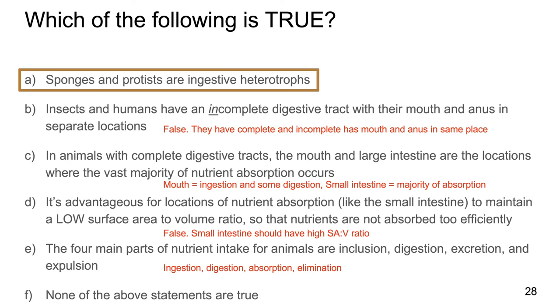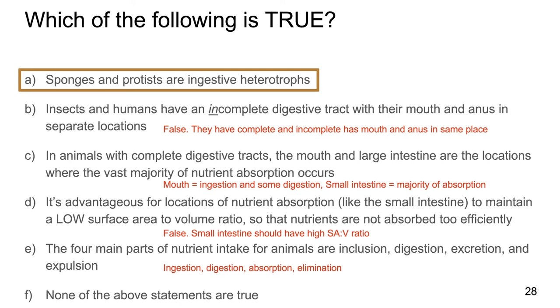In animals with complete digestive tracts, the mouth and large intestine are the locations where the vast majority of nutrient absorption occurs. That's false. The mouth is where ingestion and some digestion occur, because your saliva can start to break down molecules a little bit. The small intestine does the majority of the absorption, okay? So the mouth and large intestine is not where the vast majority of nutrient absorption occurs.